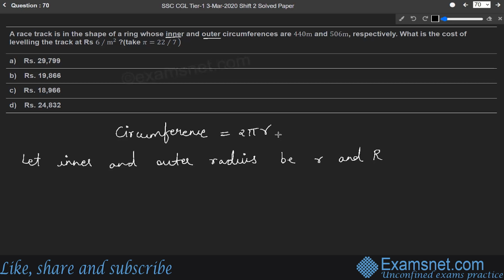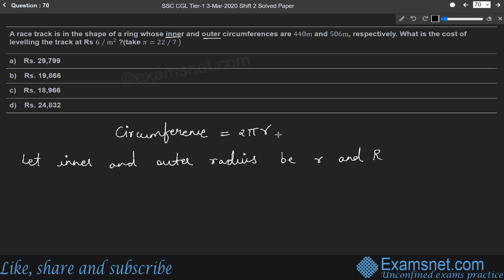We have to find the cost of leveling the track at rupees 6 per meter square. Means we want to find its cost. But in order to get the cost, firstly we should know the area of the track, right? And how we will calculate the area of the track? By using the radius. Okay. So that is why we need the inner and outer radius.